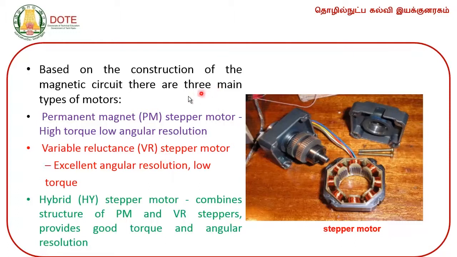Based on the construction of the magnetic circuit, there are 3 main types of motors. One is the permanent magnet stepper motor, which has high torque and low angular resolution. Then the variable reluctance stepper motor, with excellent angular resolution and low torque. And then the hybrid stepper motor, which combines both permanent magnet and variable reluctance, providing good torque and angular resolution.